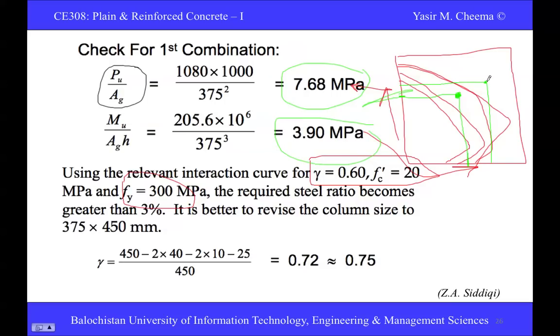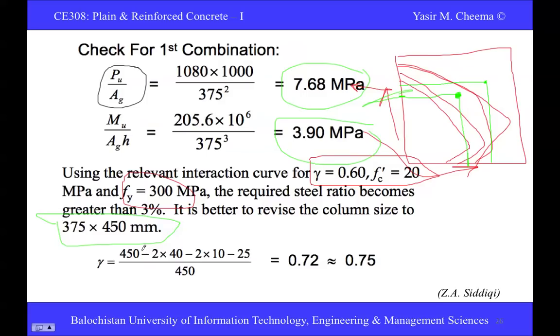So we would of course revise the section. To revise the section, if the latest values we are using give a steel ratio of more than the limit, then it is better to go on the larger side and increase the size of one dimension of your column. So here we are revising the column size to 375 and 450 mm. Previously this was 375 by 375, now it is 375 by 450.